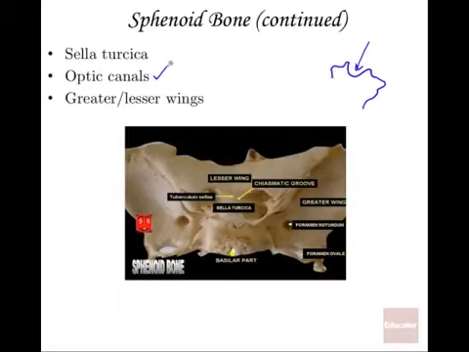And then there's greater and lesser wings. The greater wings are these big ones here. And the lesser wings are these tinier little extensions.